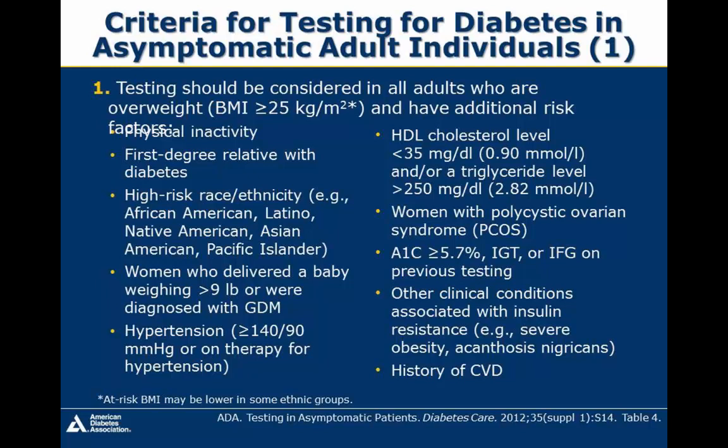Physical inactivity by itself is not a factor that would lead you to screen the patient for diabetes. But if this is combined with a first degree relative, or if this is combined with obesity, of course, you will do it. High risk ethnicity, for example, Latinos or African Americans. Women who have delivered a macrosomic baby more than 9 pounds, and you would understand why in gestational diabetes.